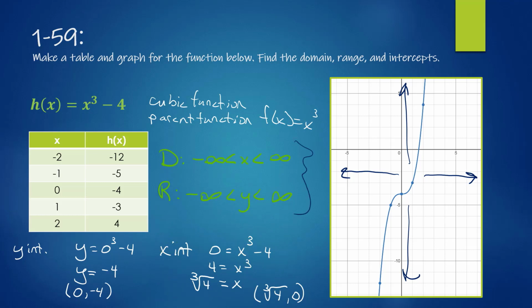This is how CPM denotes all real numbers. If this was in interval notation, which is something I hope you get to learn later, we would say the domain was -infinity to +infinity. So easy to write. And the same with range, -infinity to +infinity. But again, what's in the green is what your teacher is probably going to ask you to write for domain and range for all real numbers. Okay, that ends 1-59.